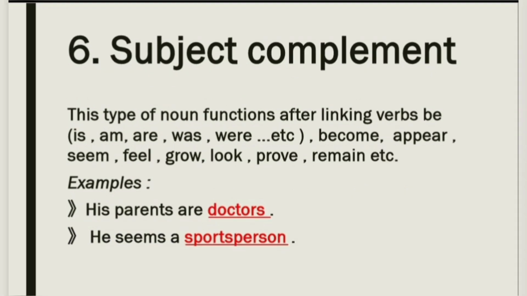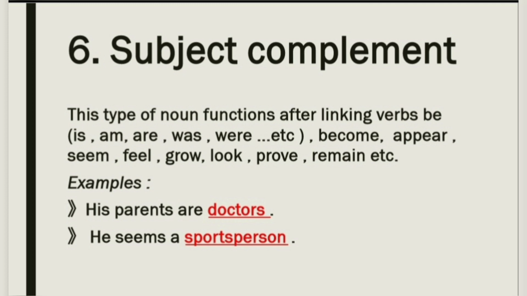The sixth one is subject complement. This type of noun functions after linking verbs. So linking verbs like be and the forms of be like is, am, are, was, were. It comes after the linking verbs, or it comes after verbs like become, appear, seem, feel, grow, look, prove, remain. Basically, subject complement is something that completes our idea of the subject of a sentence, by giving more information about it. See these examples here.